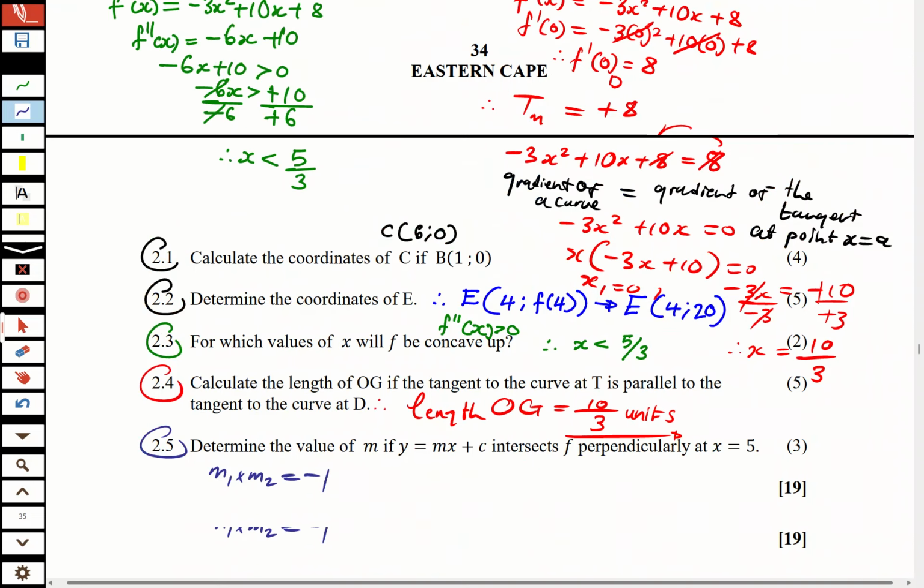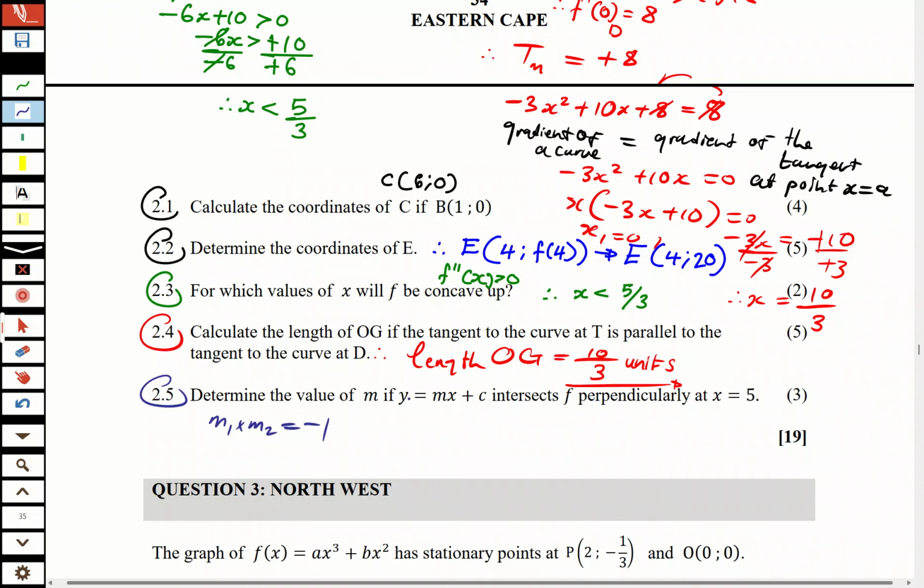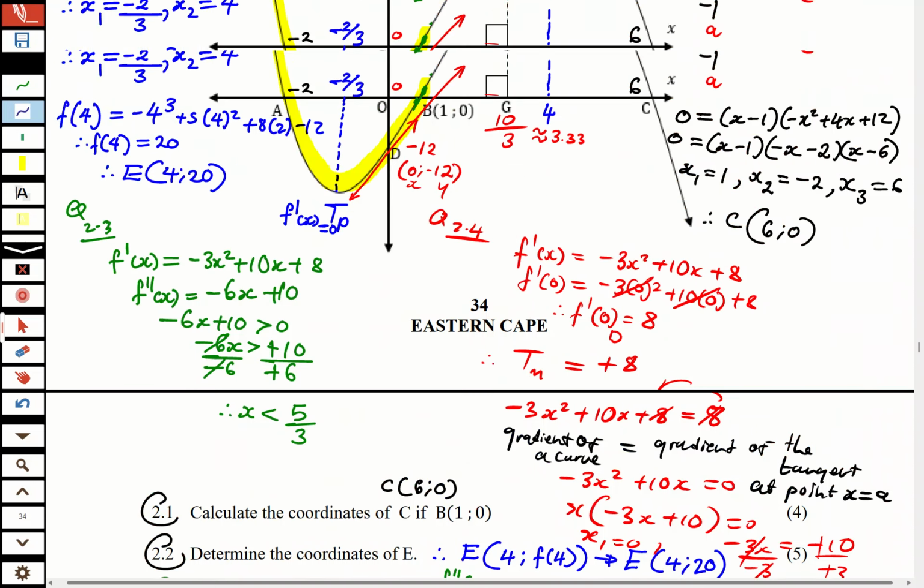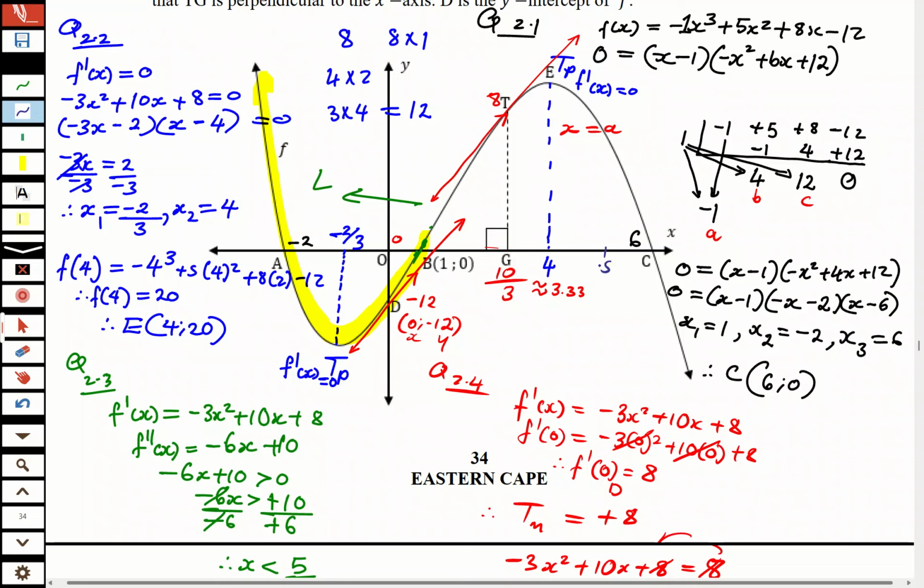So what you're going to do there is to determine the value of m if this straight line intersects f perpendicularly, meaning something like this. It has to form a 90-degree angle at x is equal to 5. So x is equal to 5 is somewhere here, and then you can just imagine a line that cuts like that, or a line that cuts like that. I don't know how it looks, but it has to be perpendicular to the f there. So what you're going to do, guys, is to find the gradient of your f at x is equal to 5 there.